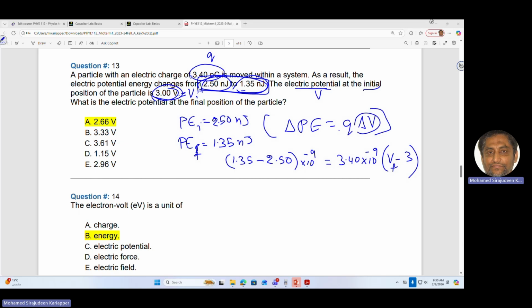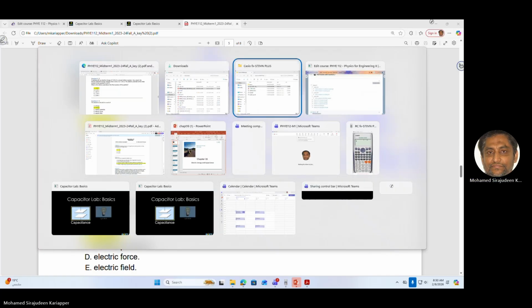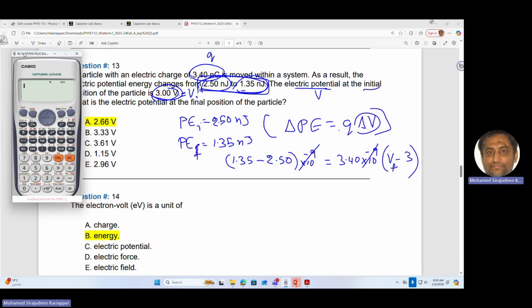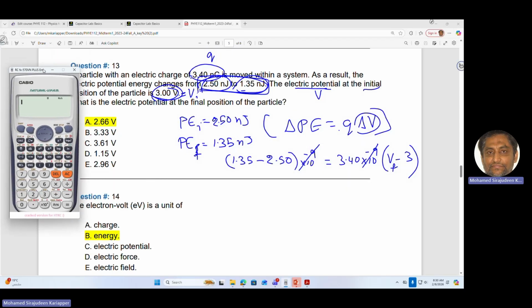And also, you don't have to put the nano. It cancels on both sides. Now, you take your calculator and put it in. You don't need to worry about algebra. Bracket is not needed, that's the only thing. So 1.35 minus 2.5. That's the only operation we have on the left-hand side. There's no need for the brackets. Equal 3.4.